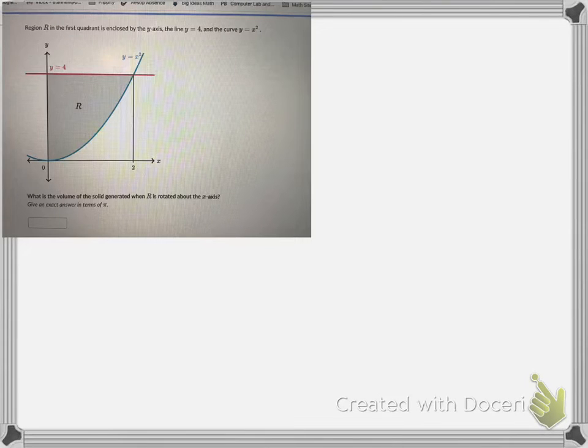Hello everybody. So I've been getting a few questions about the washer method in particular. So here I'm going through a few of the questions that were generated for me on the Khan Academy practice. What this question is saying, we're taking this region R, which is enclosed by the y-axis, this horizontal line y equals 4, and the curve y equals x squared, and we're rotating it about the x-axis.